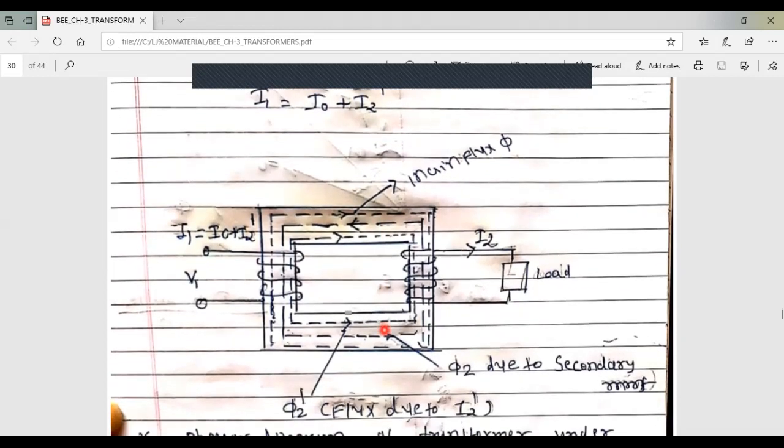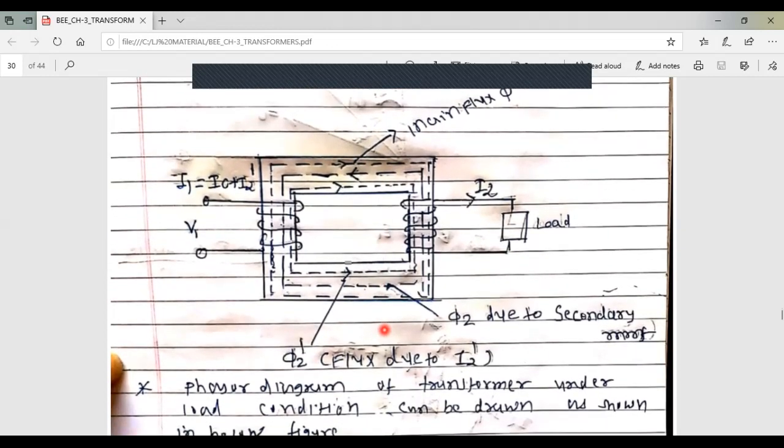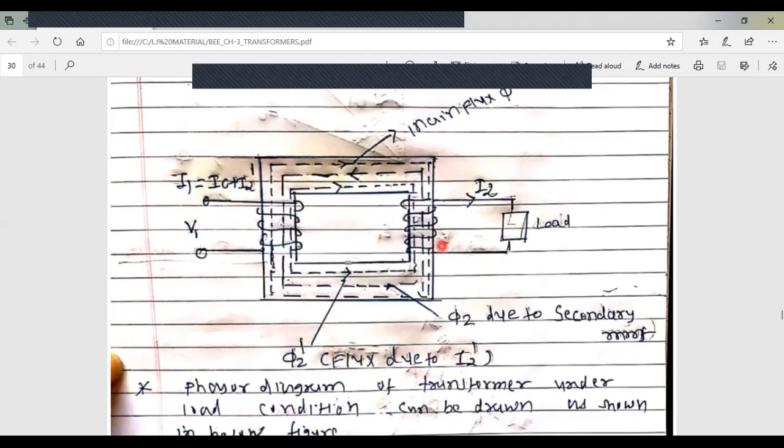See here. Now we will discuss the three fluxes. See here, I0 is the main primary current in the primary winding. Due to that, flux phi is produced on the outer side. It is the main flux phi.